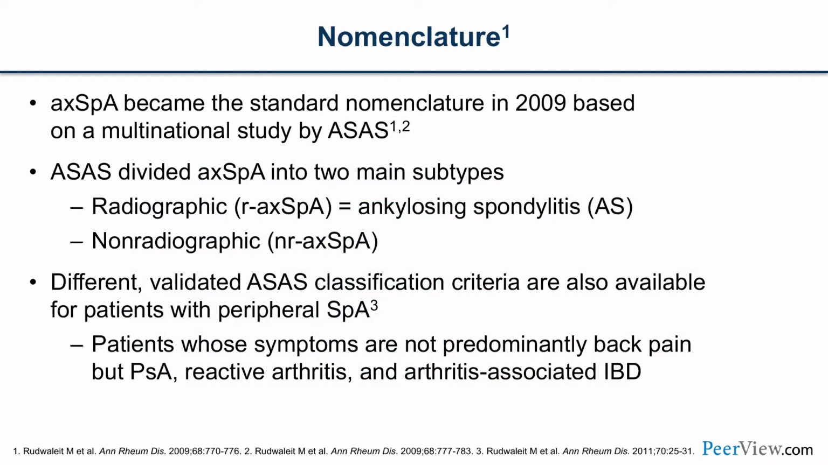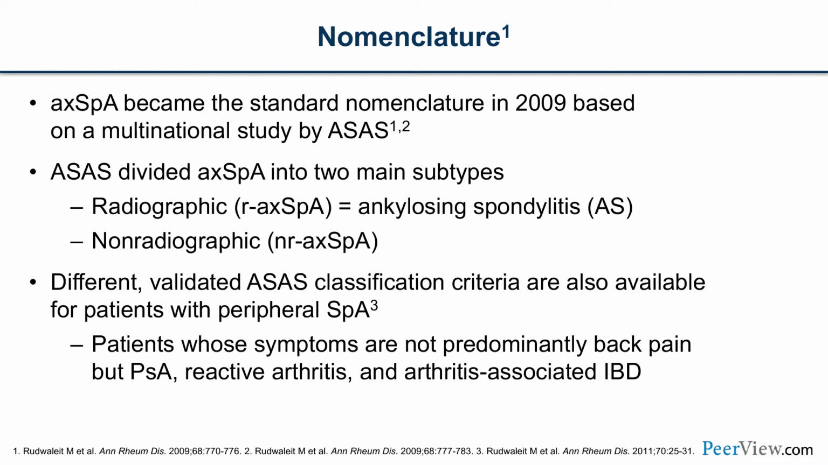Again, the nomenclature is very important because it has evolved. For those that have been to medical school a few years ago, you knew ankylosing spondylitis, this relatively rare and somewhat arcane disease. Now we recognize it as merely a subset of this family. And the term axial spondyloarthritis has been ensconced since 2009.